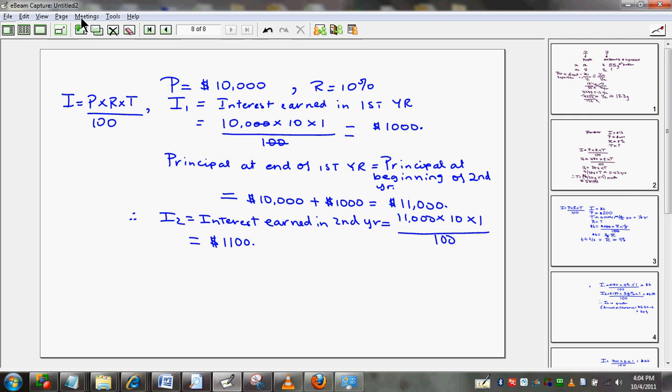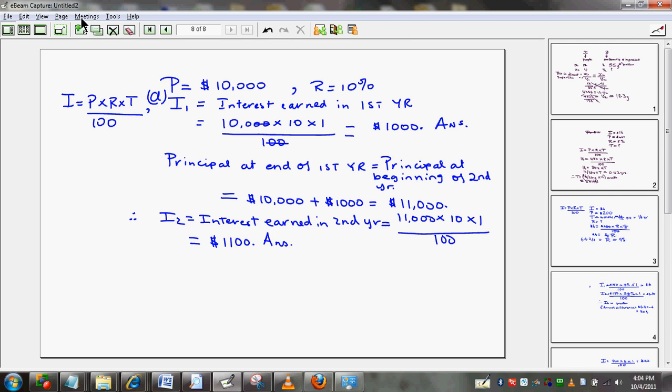So let us answer the question. They said, what is A, the interest earned in each year? You see the interest earned in each year, that's stated here. So this really is A. We would have been answering A at this point. Right? I1 was $1,000, so that will give me one answer. And I2 will be $1,100. That gives me another answer.